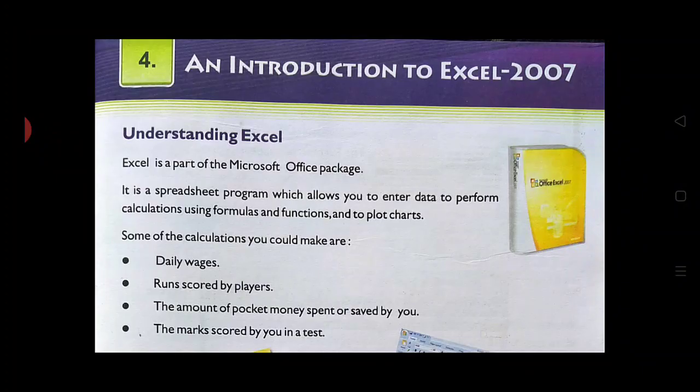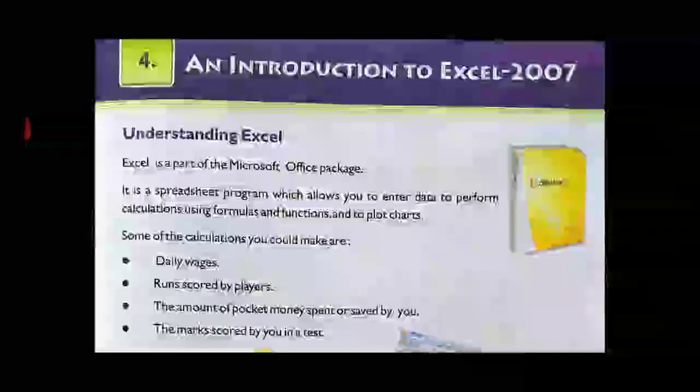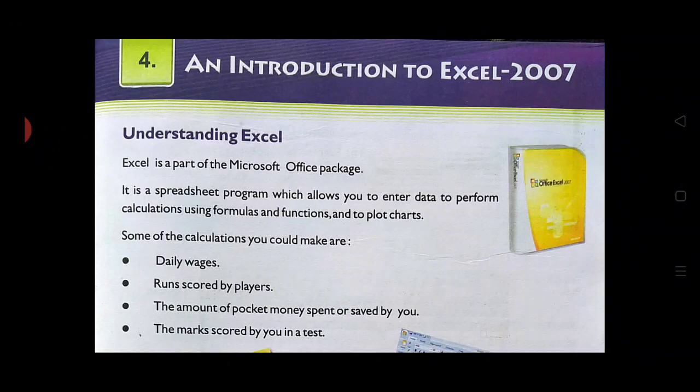For example, some of the calculations you could make are: first, daily wages; second, runs scored by players; third, the amount of pocket money spent or saved by you; fourth, the marks scored by you in a test; and some other documents like mark sheet, salary sheet, grocery bill, etc. These all types of sheets we can prepare in this Excel software.